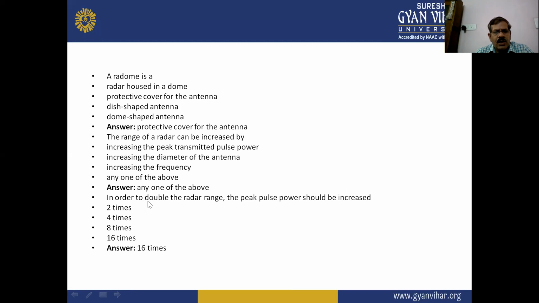In the next question, in order to double the radar range, the peak pulse power should be increased by 2 times, 4 times, 8 times, 6 times, or 16 times. So if we double the radar range, the peak pulse power should be increased by 16 times, because the pulse power is proportional to the power of 4 of the range.